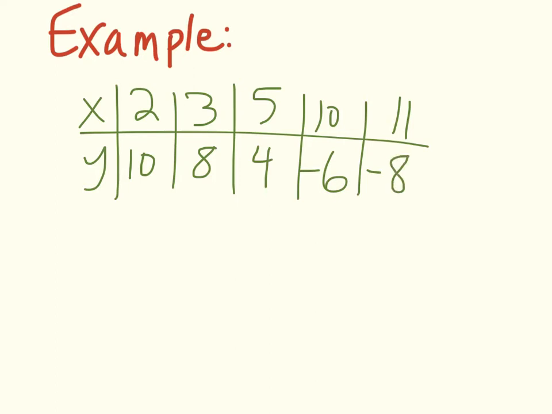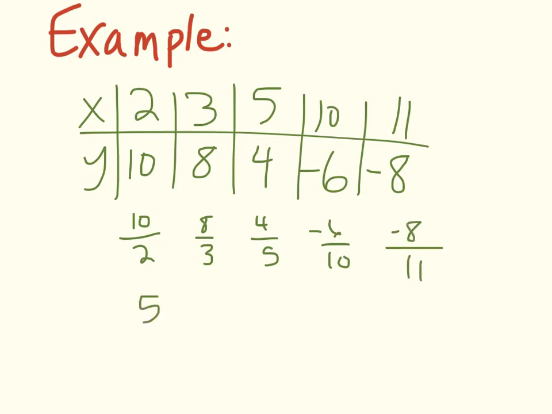So if I look and I say, okay, y over x, y over x, y over x, y over x, y over x, and I do my calculator, 10 divided by 2 is 5, 8 divided by 3, well, I know that that's not 5, but I'm going to get 2 and 2/3, and so I see that they have a different ratio, so it is a non-proportional relationship.